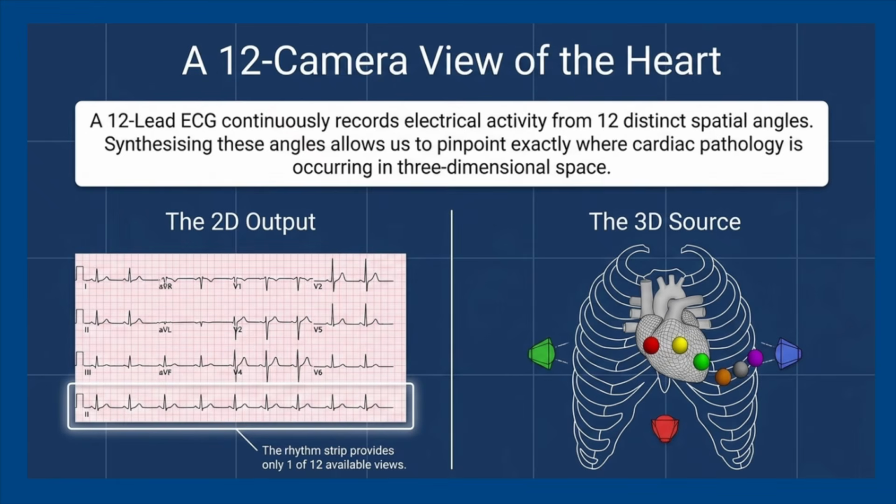Each lead looks at electrical activity from a different direction, and this allows us to localize the abnormalities and to know, for example, if the patient has anterior infarction, inferior infarction, lateral ischemia, left or right bundle branch block, and many other conditions. The ECG, therefore, gives us a three-dimensional understanding of the cardiac electrical activity.